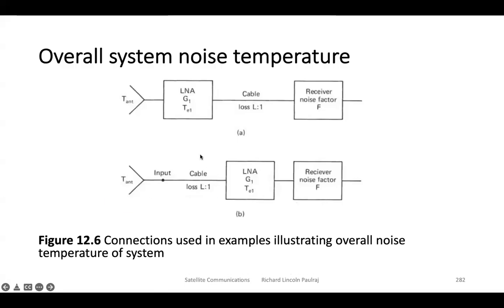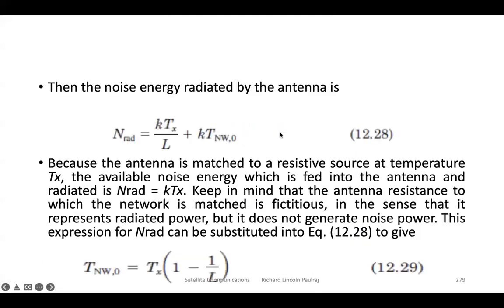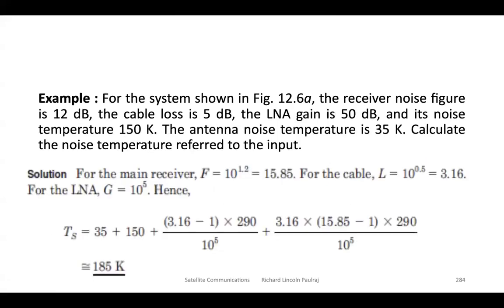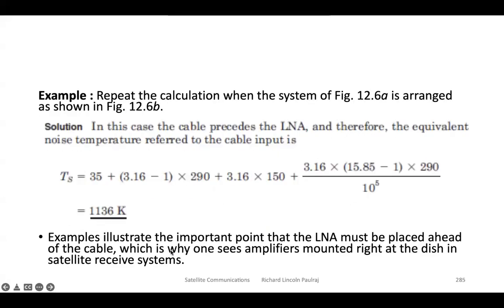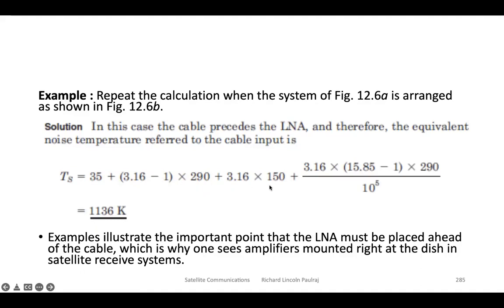So for figure A, we had calculated about 185 Kelvin. Now with respect to figure B, we will calculate. Similarly I have these values, 35 and then 3.16 minus 1, taken from the previous one. L is nothing but 10 raised to 0.5, which is 3.16. That is taken here, and you can see 1136 Kelvin just because of this rearrangement.